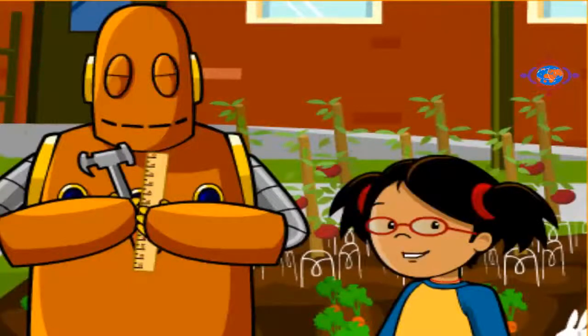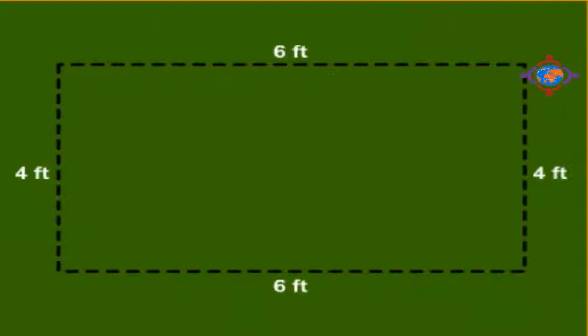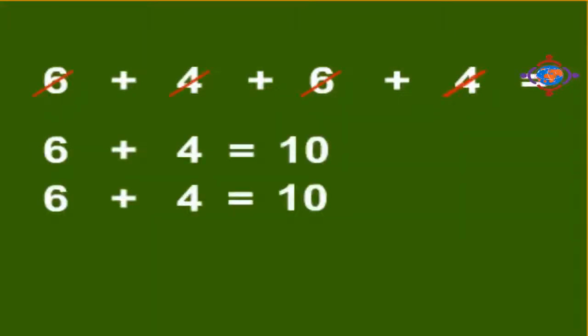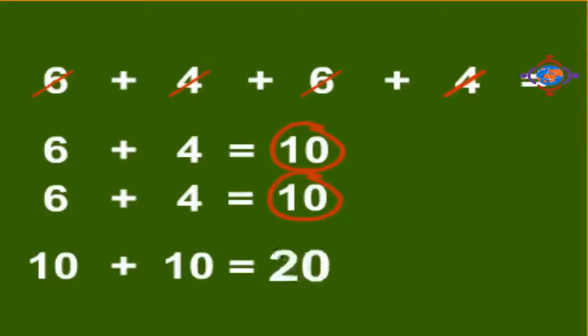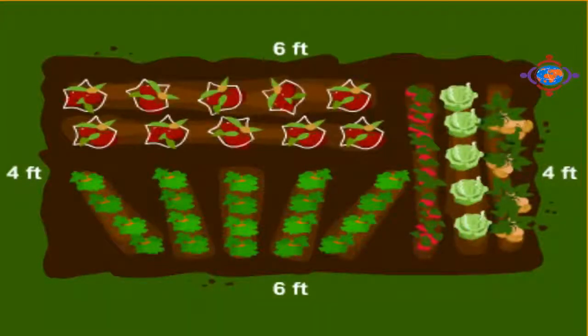We want to build a fence that goes around our class garden. What's the perimeter of the garden? I know our class garden is 6 feet wide and 4 feet long. Add up all of the measurements to find the perimeter. 6 plus 4 plus 6 plus 4. I know that 6 plus 4 makes 10. So now I add 10 plus 10. That's equal to 20. The perimeter of the garden is 20 feet. Since we know the perimeter, we can figure out how much fencing we need to put around.